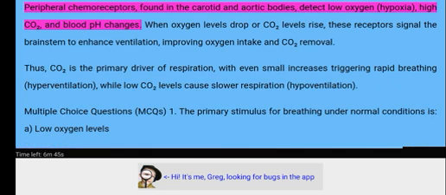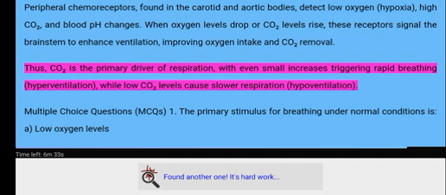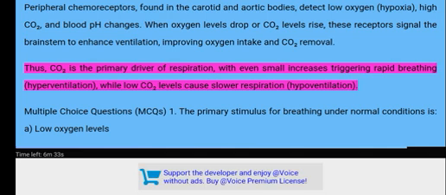Peripheral chemoreceptors, found in the carotid and aortic bodies, detect low oxygen, hypoxia, high CO2, and blood pH changes. When oxygen levels drop or CO2 levels rise, these receptors signal the brainstem to enhance ventilation, improving oxygen intake and CO2 removal. Thus, CO2 is the primary driver of respiration, with even small increases triggering rapid breathing, hyperventilation, while low CO2 levels cause slower respiration, hypoventilation.